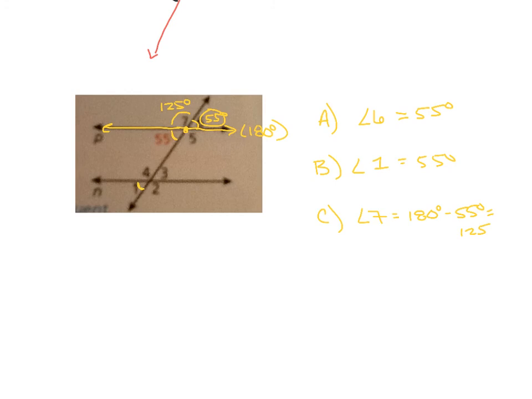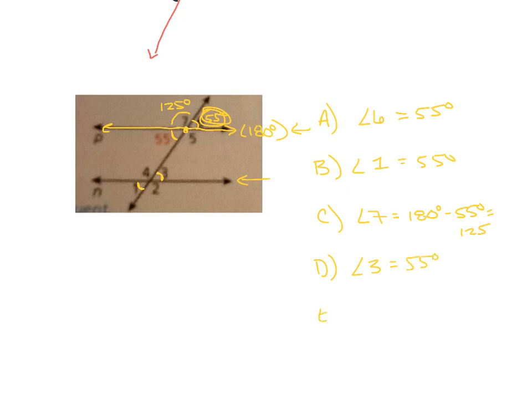And then D says angle 3. Well, let's look at angle 3. Angle 3 is here. Now if we look at the corresponding angle, since it's on the upper right side of this line, we're going to look at the upper right side of our top line, and it's 55. And since they're corresponding, they're in the same spot. So if they're both on the upper side to the right, they're 55 degrees.